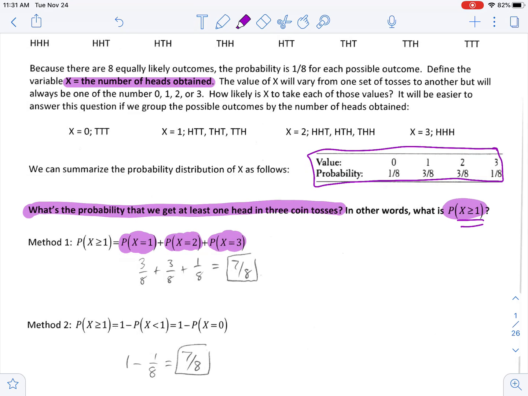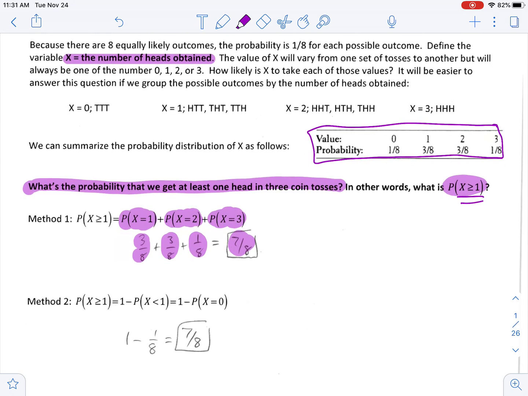Now, this is not the way we've done at least 1 in the past in Unit 5, because it was a little more challenging. Here, it allows us to do this, because we already counted the ways, right? We already counted the number of ways that you could get 2 or 3. So that was already considered here, and we can just add those 3 different probabilities up and get 7 out of 8 times that you're going to get at least 1.